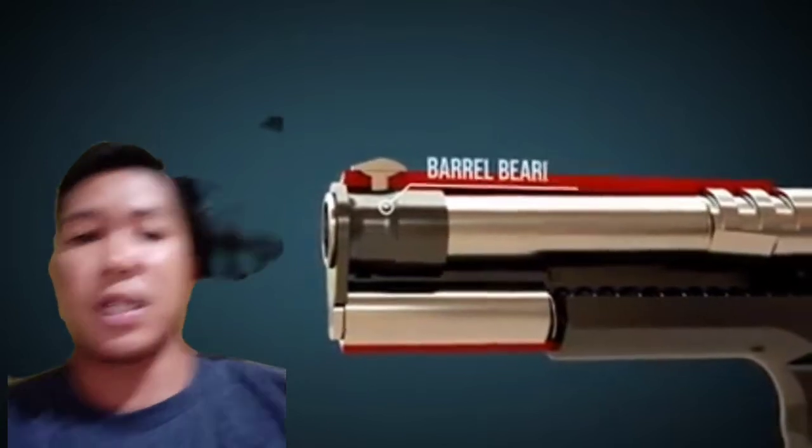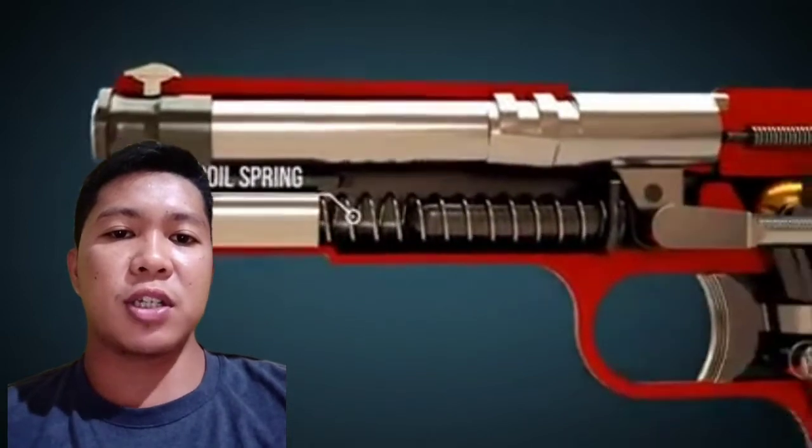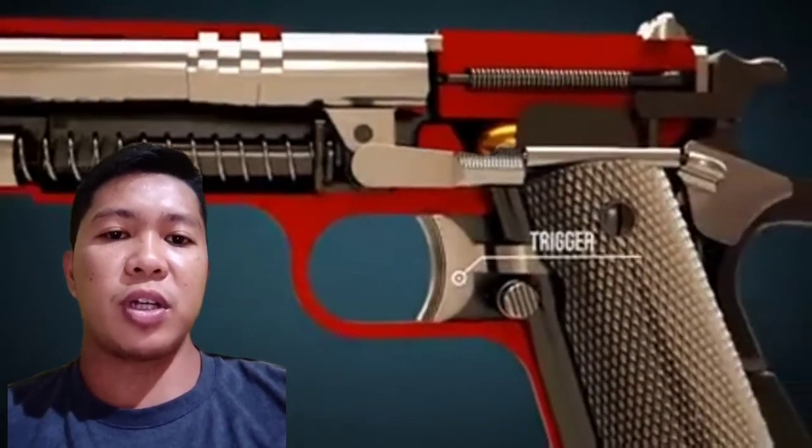Then number 2 is reaming. It is a process in which the scars or scratches left by the drilling operation are removed.